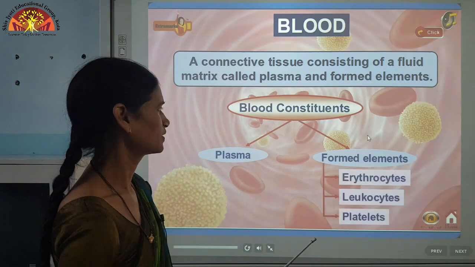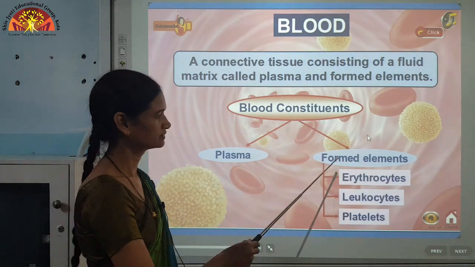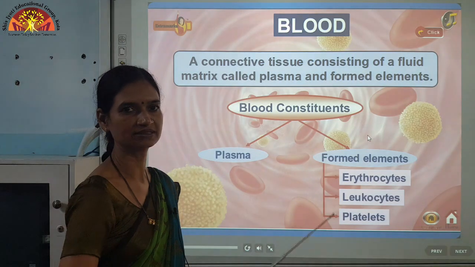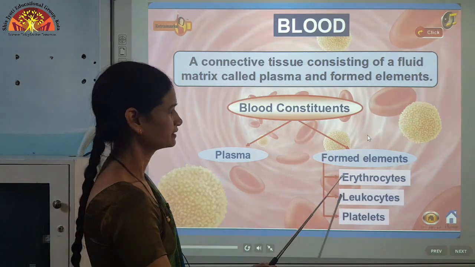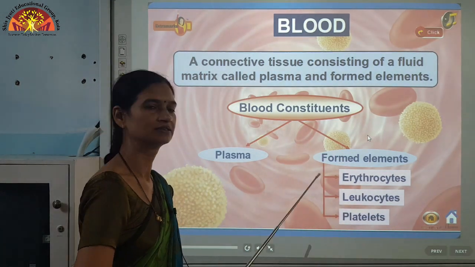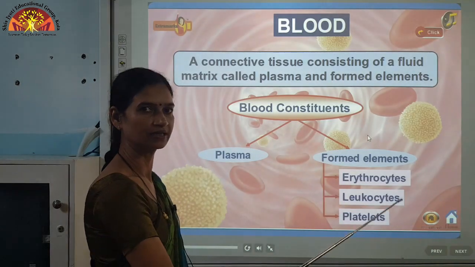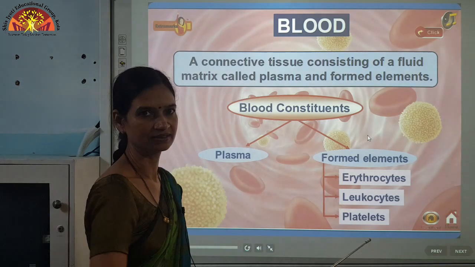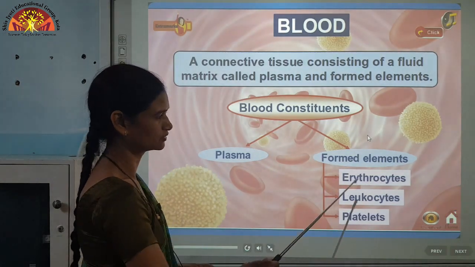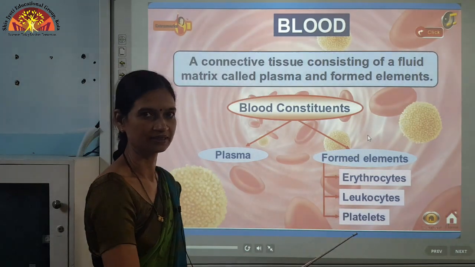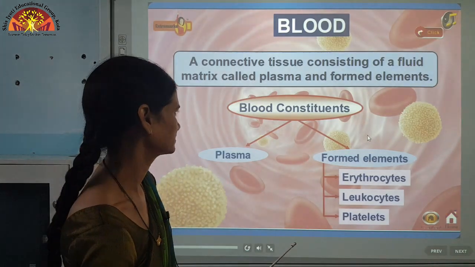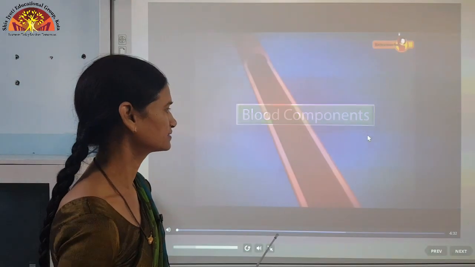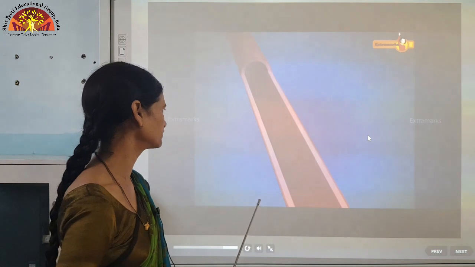So when we talk about the formed elements, there are three types of blood cells: erythrocytes, which are also known as RBC, red blood cells or red blood corpuscles, leukocytes, that is WBC, and platelets. Okay, so erythrocytes, leukocytes, thrombocytes; platelets are also known as thrombocytes. Now let us understand with the help of this animation.